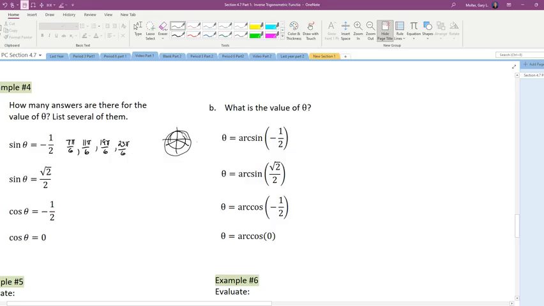Let's go negative. We could go negative pi over 6. We could go negative to here. That'd be negative 5 pi over 6. And we can wrap around again and again and again. There's an infinite number of answers.